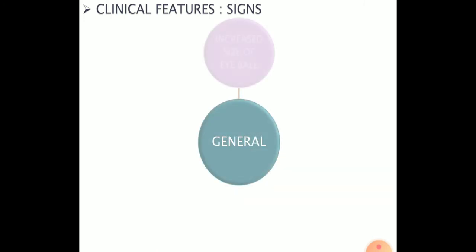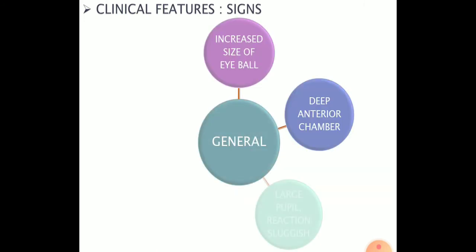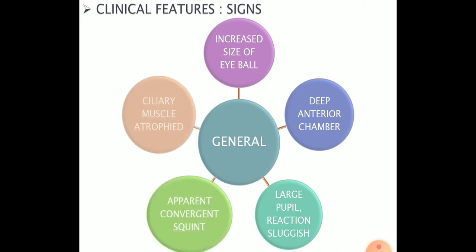What are the clinical features? Signs: increased size of eyeball, deep anterior chamber, large pupil, reaction of the pupil is sluggish, apparent convergent squint, and atrophy of the ciliary muscles.